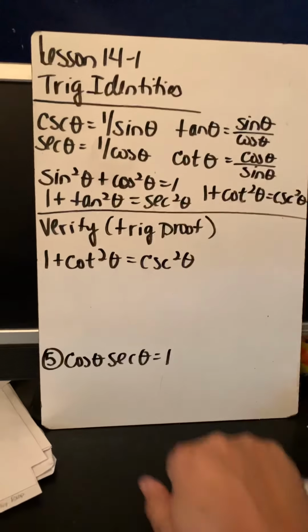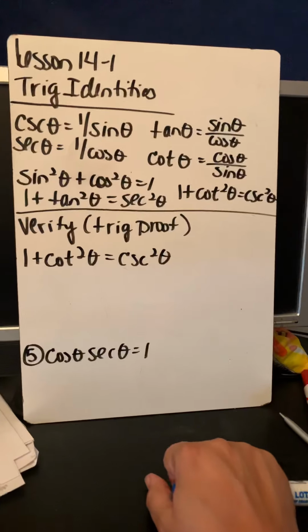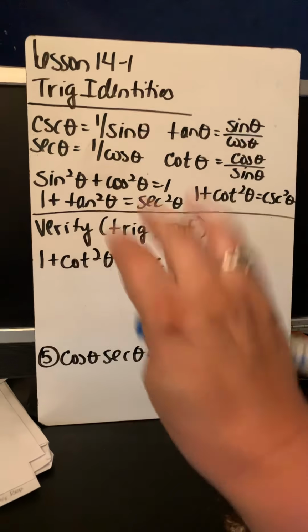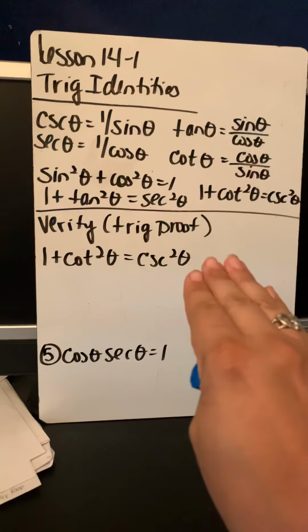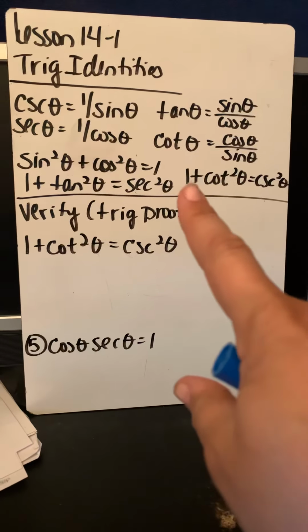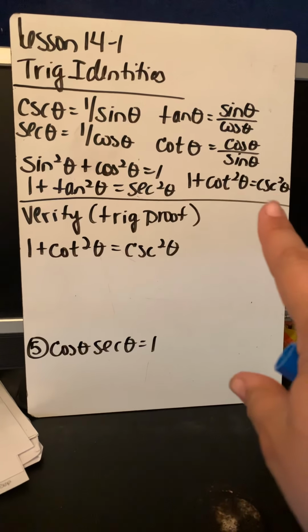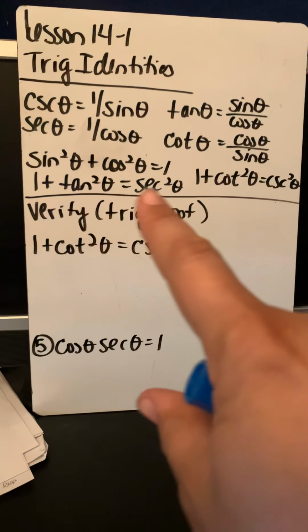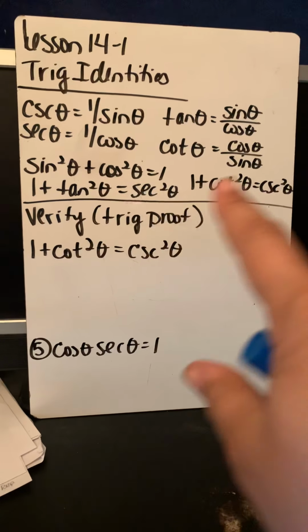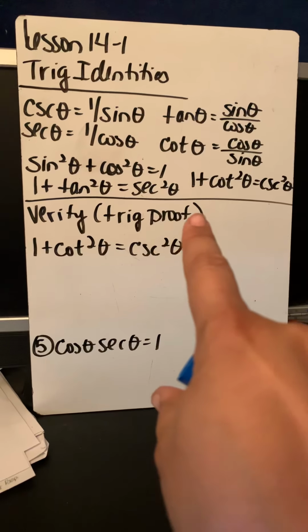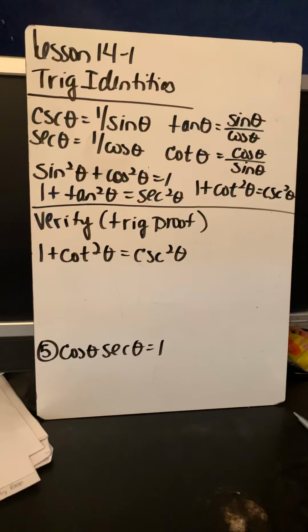The next three are what we call Pythagorean identities. Sine squared plus cosine squared always equals 1. So whenever you see sine squared of whatever plus cosine squared of whatever, it always equals 1. 1 plus cotangent squared is cosecant squared. Okay? 1 plus tangent squared is secant squared theta. So all of these are trig identities that we're going to use to do trig proofs and to simplify.